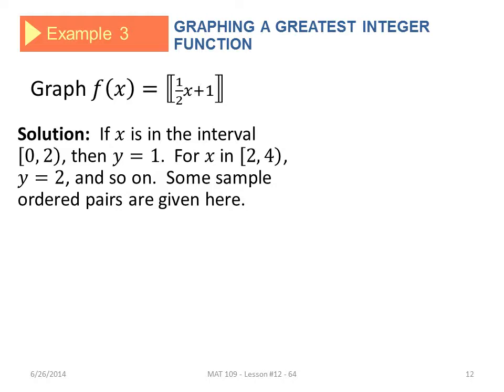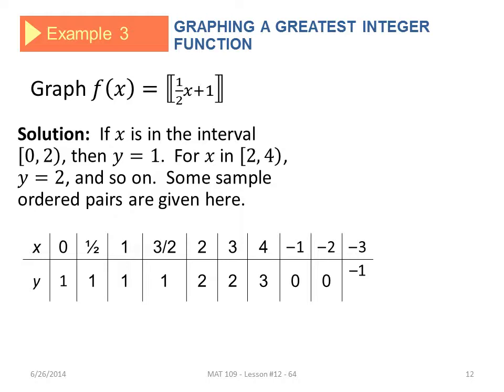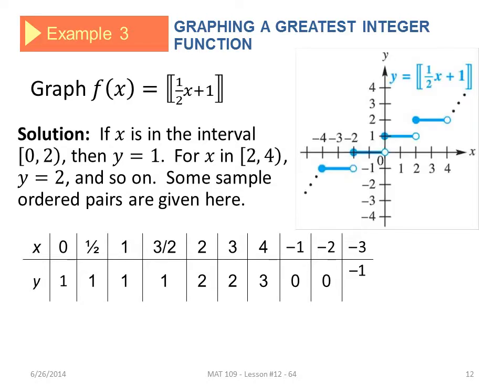In fact, as I keep moving up, I'm at 1 until I hit the integer 2, then I have 2 times 1/2 is 1. 1 plus 1 is 2. That's an integer, and so I jump to 2. Some examples of that: if x equals 0, y is 1. If x equals 1/2, y is still 1. X equals 1, and so on. Put those into a graph, and the graph of that function would look like this.